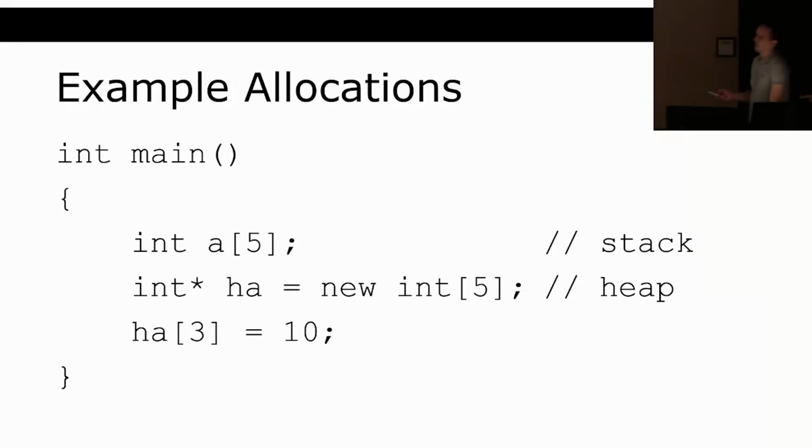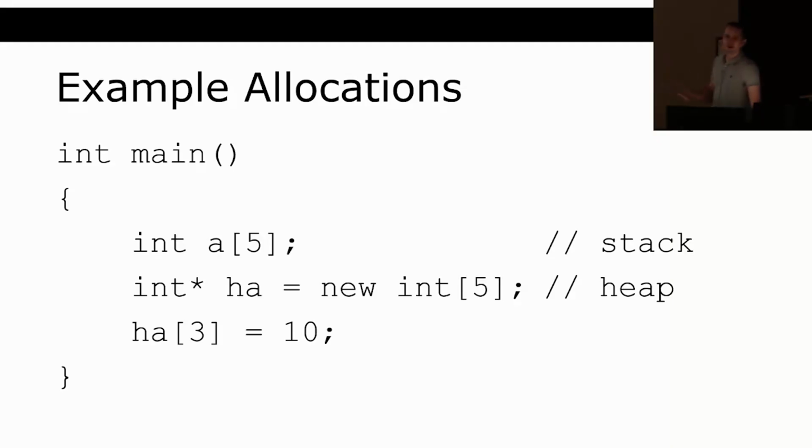Here's another example of allocating an array in C++. You would say int a[5], and that would allocate an array of size 5 on the stack. Okay? And then if you wanted to allocate that on the heap, you would say int star heap array, HA, equals new int[5]. So if you want to have a dynamically sized array, you would have to use the heap, and you'd have to use the new keyword. What this does is it returns the address of the first element of that array that's been allocated in memory. Okay? And then if we want to set a particular element of that array, we could say, just like any other array, HA[3] equals 10.